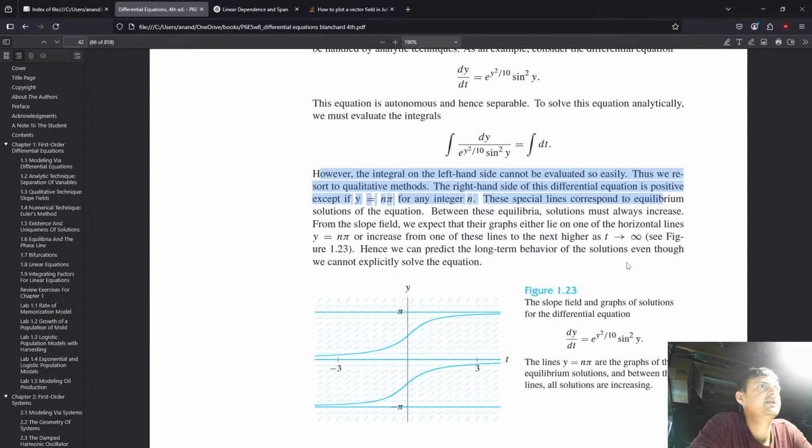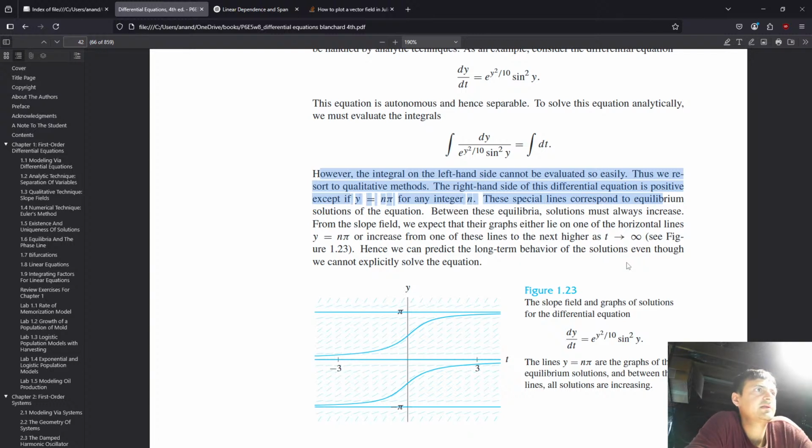The right-hand side of this differential equation is positive except if y is equal to n pi, for any integer n. These special lines correspond to equilibrium solutions. Okay, so we have an infinite number of equilibrium solutions. That's interesting. Between these equilibria, solutions must always increase from the slope field.